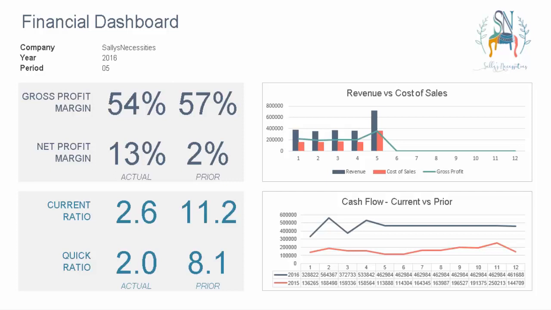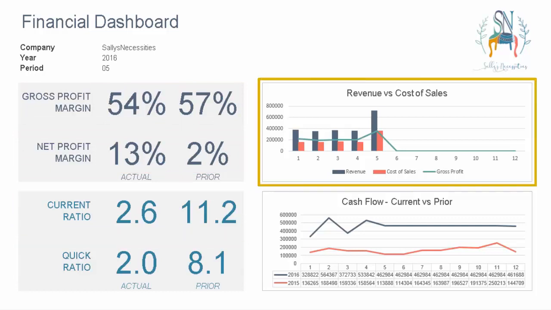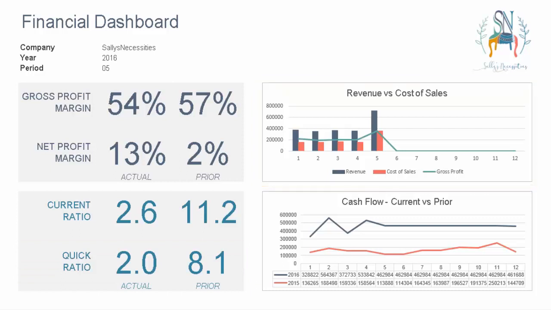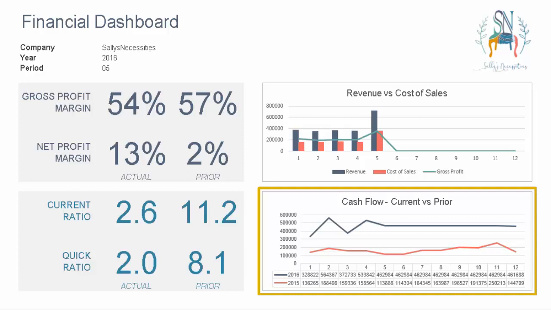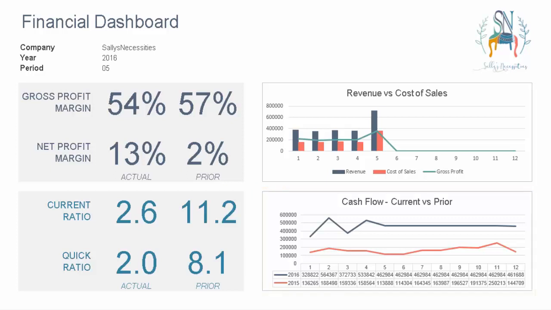Included are the financial indicators of gross profit margin, net profit margin, the current ratio, and quick ratio. I also have a chart that tracks my revenue, cost of sales, and gross profit during a given year, and at the end, I've added the cash flow chart that was part of my cash flow report in the first series.